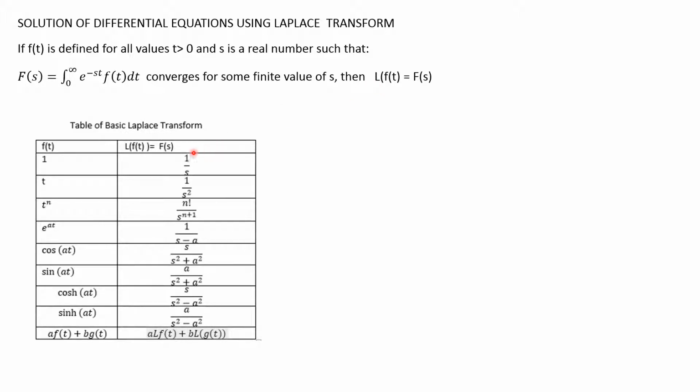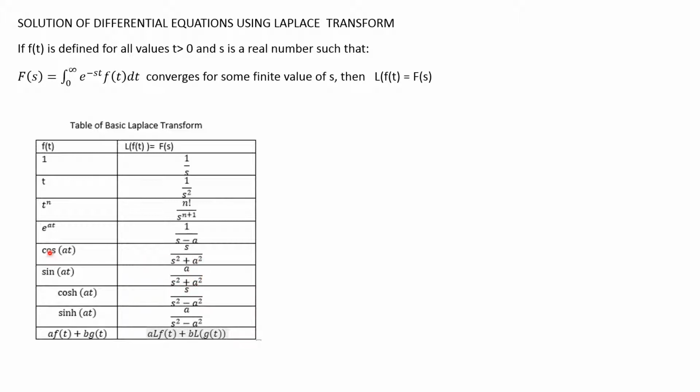Now here is a table of the basic Laplace transforms. Let's take a look at it one by one. For 1, the Laplace is 1 over s. For t, the Laplace is 1 over s squared. For t to the n, generally, the Laplace transform is n factorial over s to the n plus 1. For e to the at, the Laplace is 1 over s minus a. For cosine at, the Laplace is s over s squared plus a squared. For sine at, the Laplace is a over s squared plus a squared.